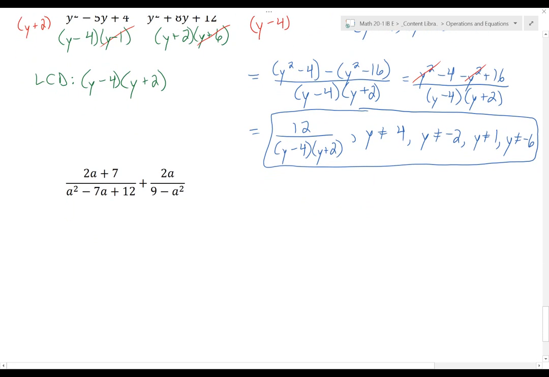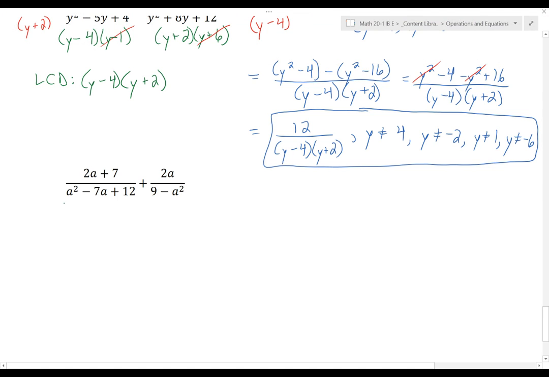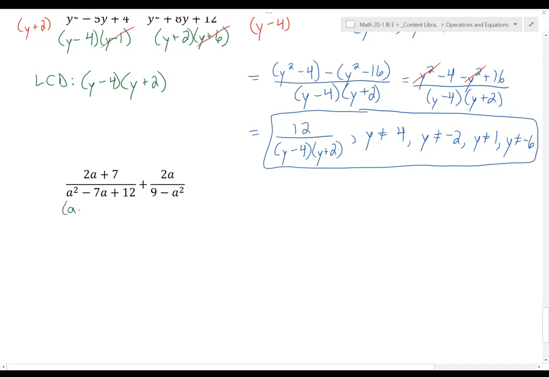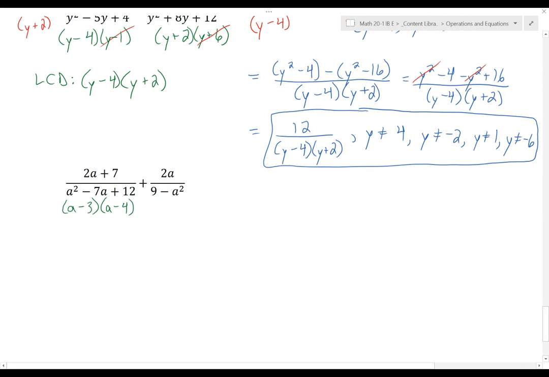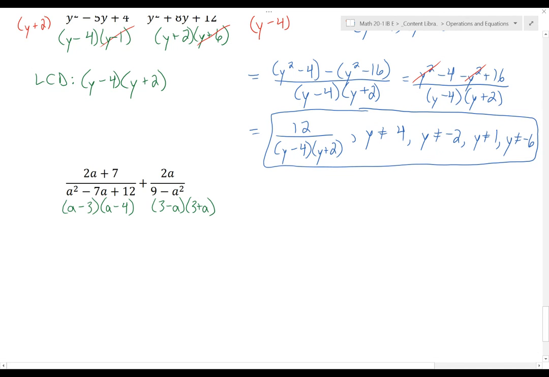And finally, again, we start by factoring. So I've got a minus 3 times a minus 4. The numerator can't be factored. And in this one, I've got 3 minus a, 3 plus a. Now it looks at first glance like there are no common factors between these two denominators, but there is.